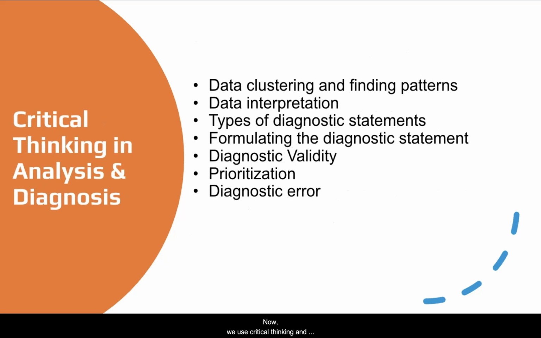Now, we use critical thinking and our clinical judgment in all steps of the nursing process, in all aspects of nursing. So what does that involve, right? It involves data clustering, finding patterns, interpreting the data, the different types of diagnostic statements, formulating the diagnostic statement, making sure that it's valid, then prioritizing. Once you have your nursing diagnoses, you might have 2 or 3, then prioritize which is the most important or which is the most urgent, right? Then you look for any errors in your diagnosis. And after that, then you can plan interventions, which we'll cover in the next lecture.